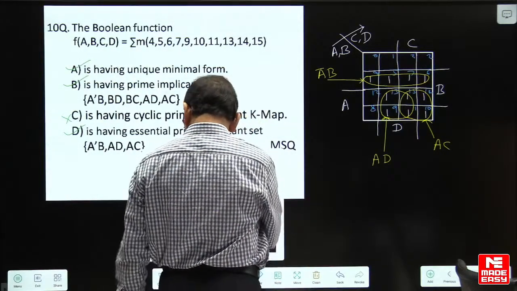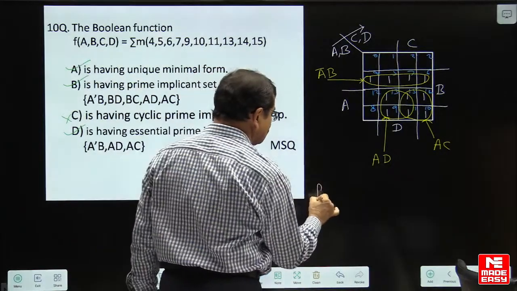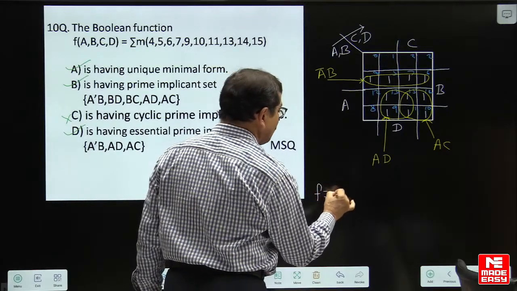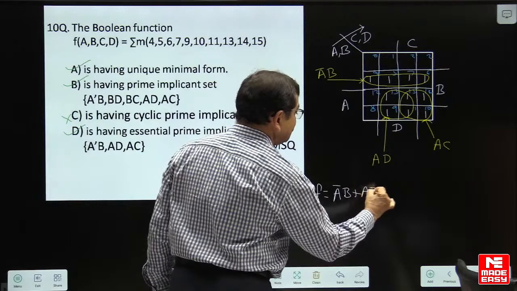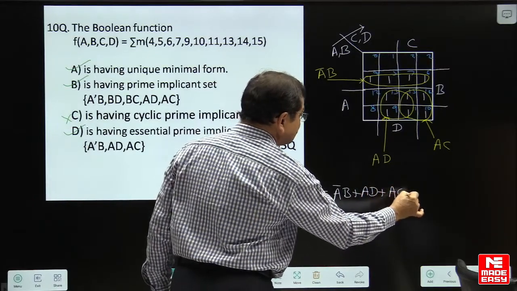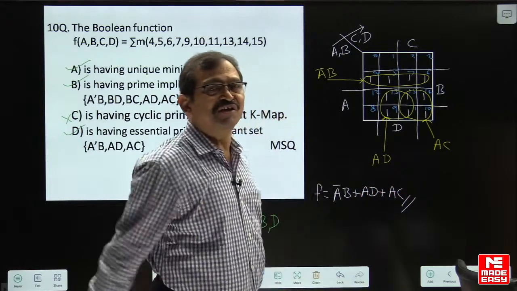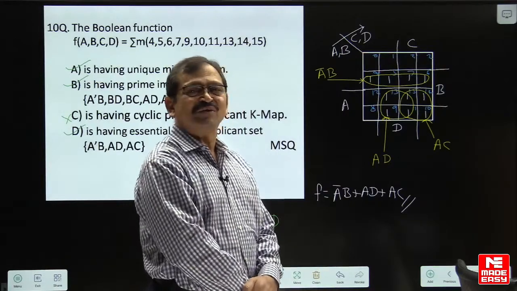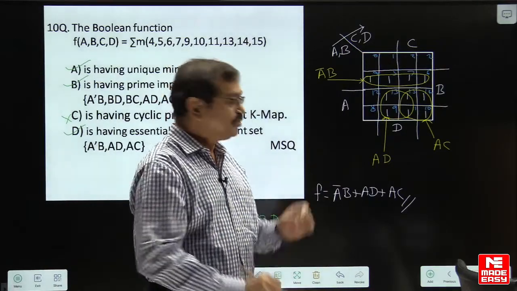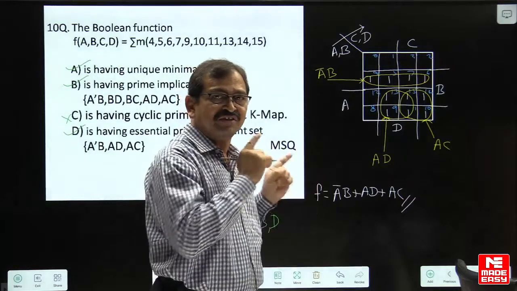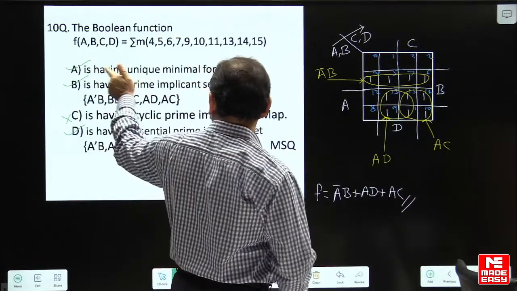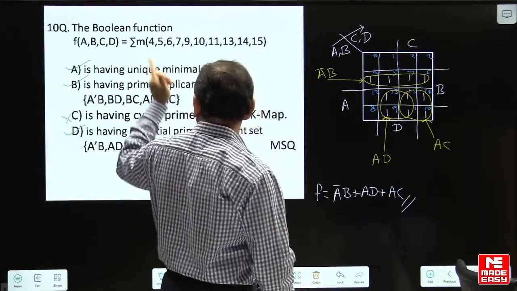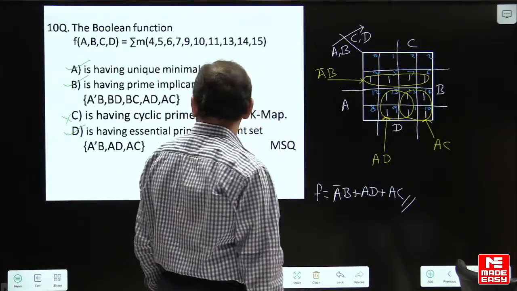If we are interested to write the minimal form, definitely we are writing A complement B or AD or AC. Apart from this, you are not having any other minimal expression. So the minimal expression will be having only one form. Hence the function is having a unique minimal form. It's the right option A, what we mentioned.